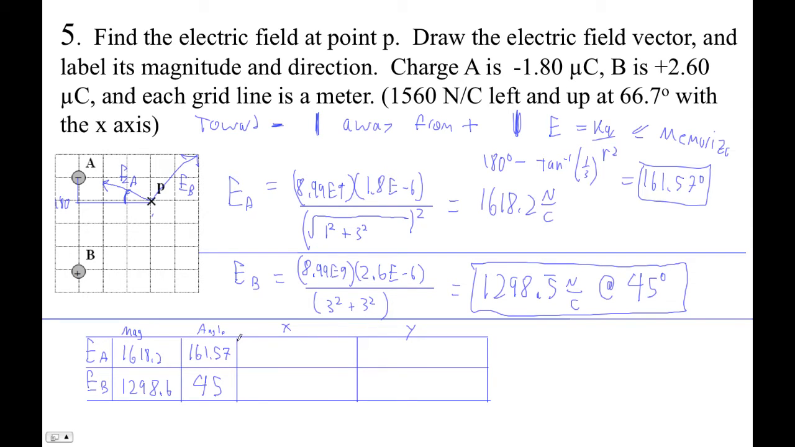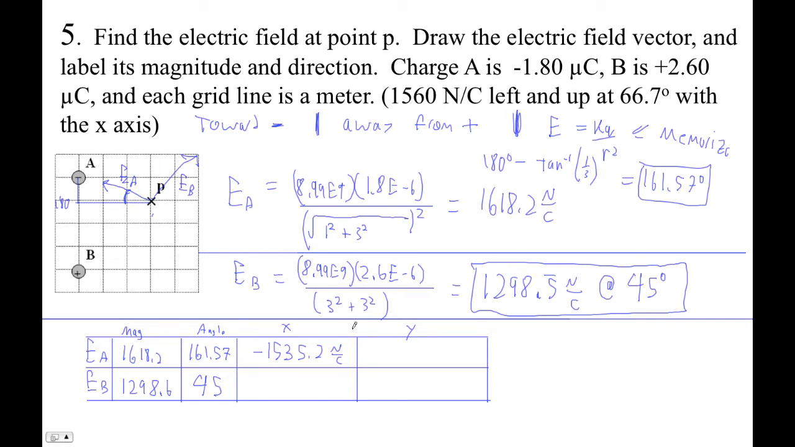Okay, and now I'm just going to bust this out. Remember, this times cos this is this, right? So 1618.2 times cos 161.57. Right, and this will be, by the way, a negative number. We're going to have a number that's going to be to the left. So that's negative 1535.2 newtons per coulomb, right? So a lot of it's to the left, right?